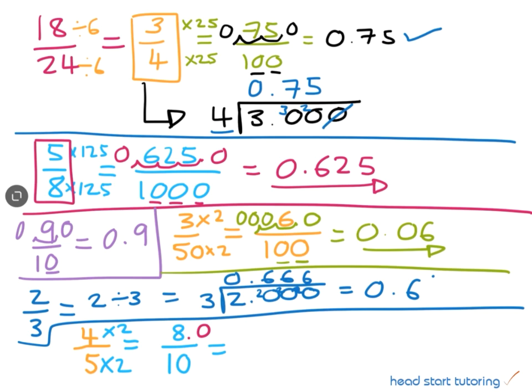So we say 8.0. Because it's over 10, we bring in 1 decimal place because we are dividing by 10. And our answer is 0.8. So 4/5 as a decimal is 0.8.